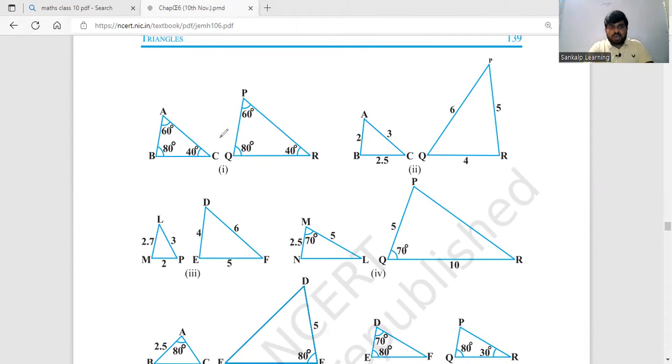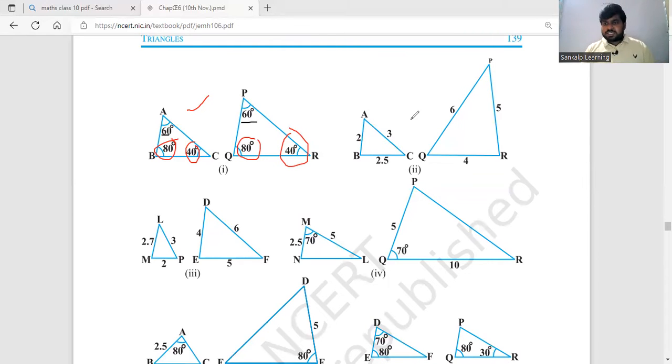In the first question, if we observe, in triangle ABC we have got 60 degrees. In triangle PQR also, we have got 60 degrees. So 60 degrees here, 60 degrees here. We have also got 80 degrees, and we have also got 40, and we have also got 40. We need not check for three angles. If two angles are equal, then we can directly say that triangles are similar. Therefore, these two triangles are similar using AA criteria. Let's get into the next one.